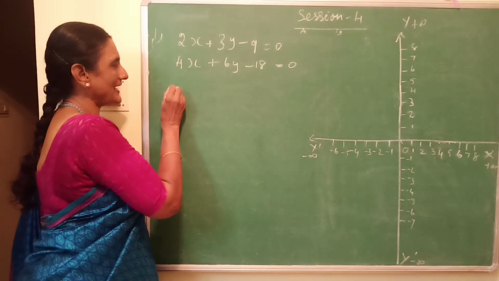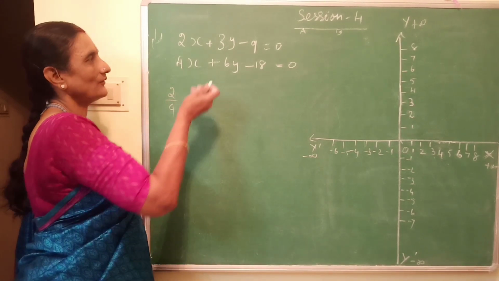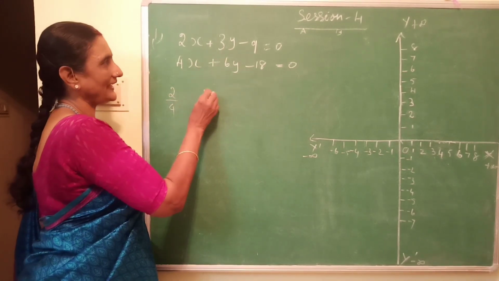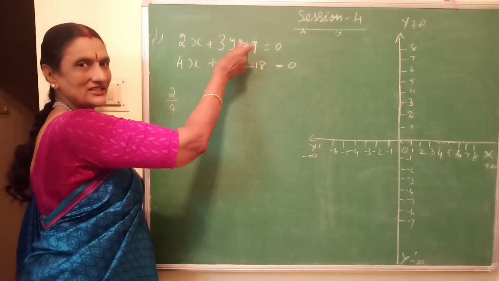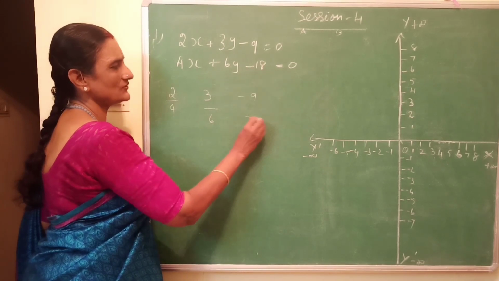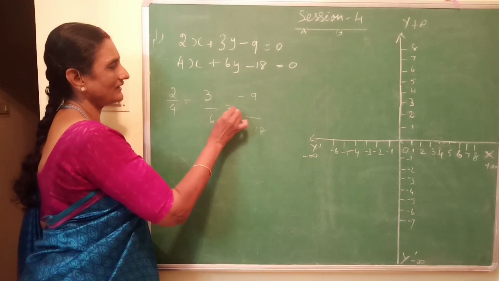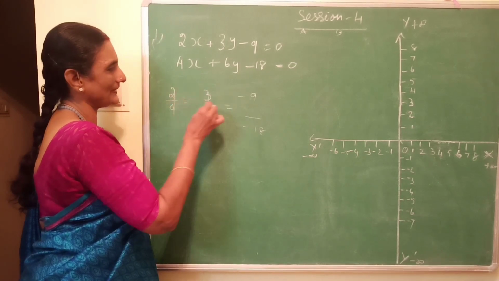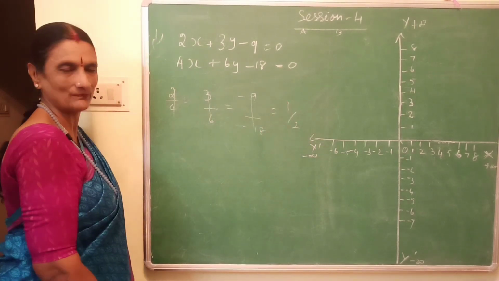So a1 by a2 is what? 2 by 4. Correct? Now what is your b1? 3. What is your b2? 6. What is your c1? Minus 9. What is your c2? Minus 18. Alright? Now we know that all the three values are 1 by 2, 1 by 2, 1 by 2. So all the three values are equal to 1 by 2.